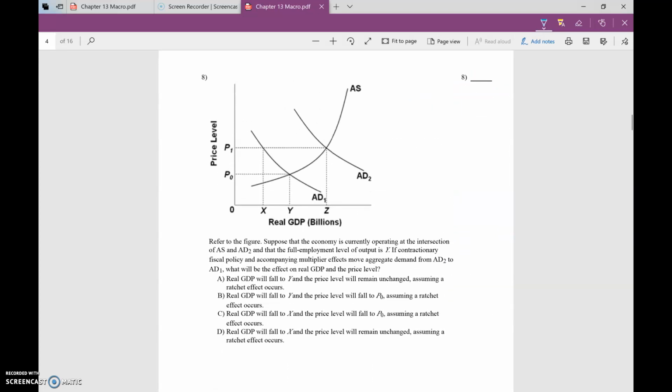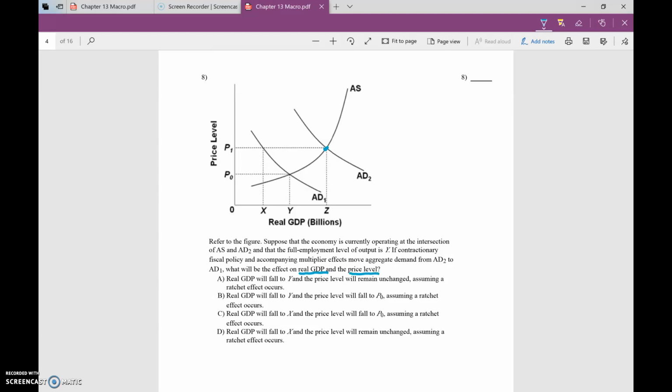Alrighty, let's take a look at question number 8 here. It says, refer to the figure, the economy is operating at the intersection of aggregate supply and aggregate demand 2. That means we are here, and there is a contractionary fiscal policy and accompanying multiplier effects that moves aggregate demand from AD2 to AD1. That makes sense. What effect does it have on real gross domestic product and price level?